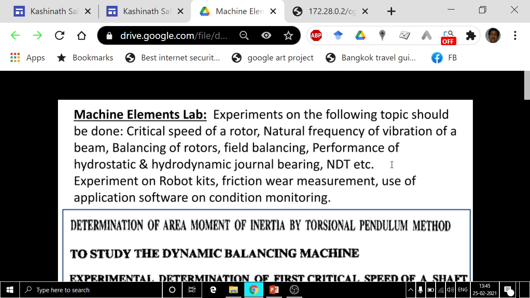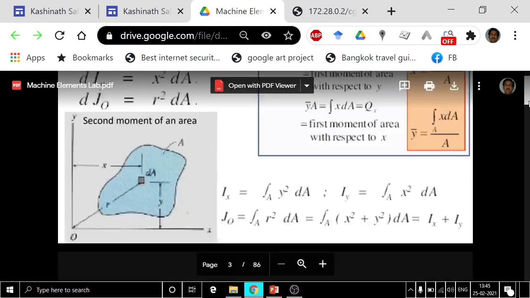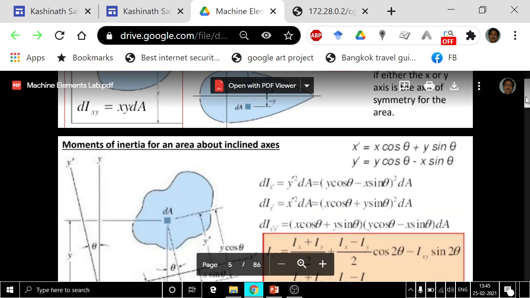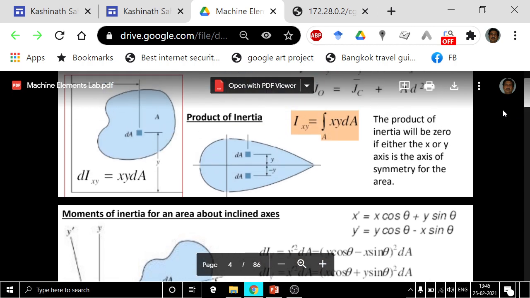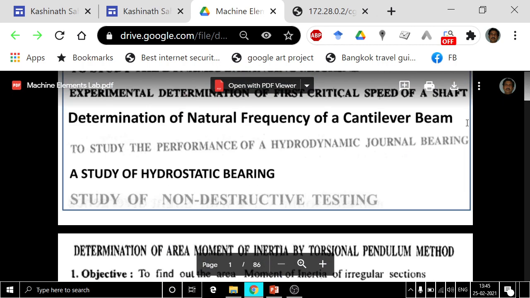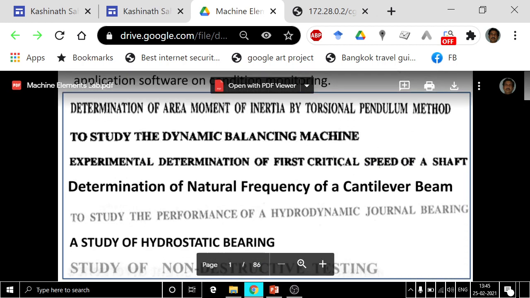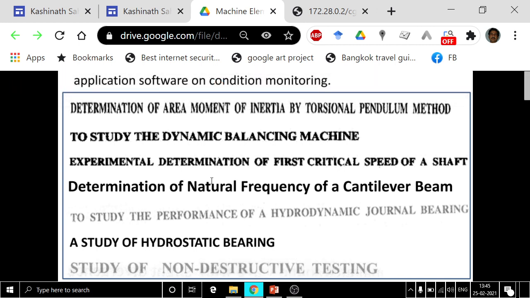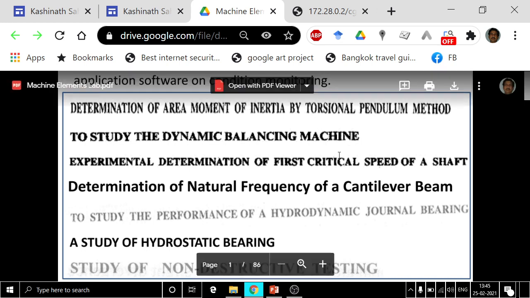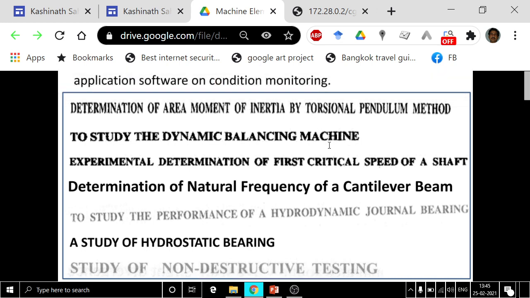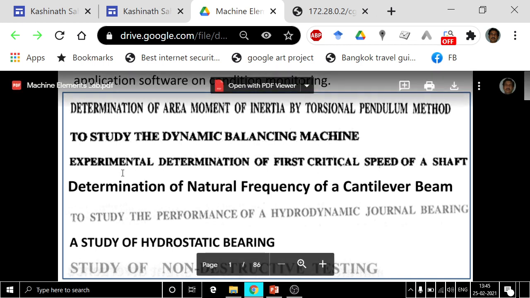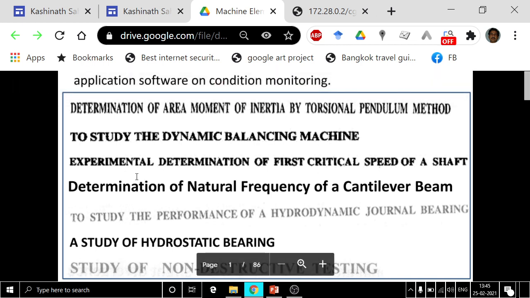So what are the experiments? Actually, we carry out 7 experiments there. Those 7 experiments are: determination of area moment of inertia by the torsional pendulum method, and study of a dynamic balancing machine. These 2 experiments I will be discussing today. The remaining 5 will be taken up gradually.